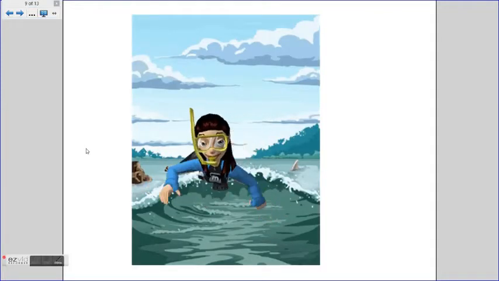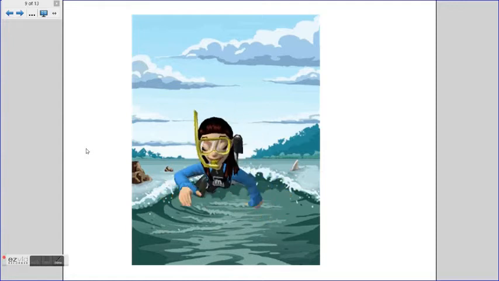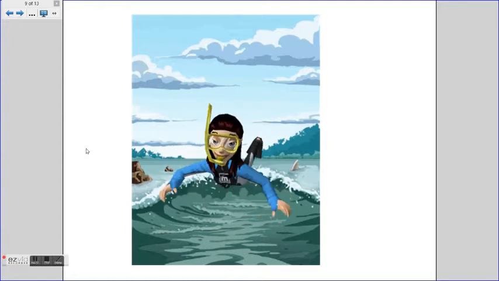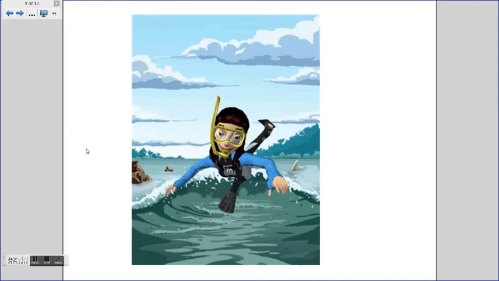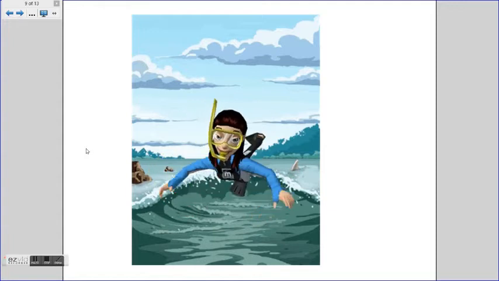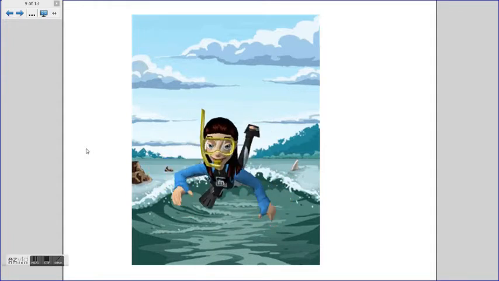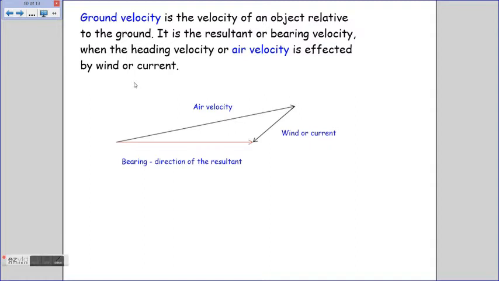For instance, if you are on the opposite side of your campsite and you are separated by a river, the river has a current and you needed to swim back, you wouldn't simply head straight towards your campsite. You would need to swim on an angle, or else you'd be swept downstream. Ground velocity is the velocity of an object relative to the ground. It's the resultant or bearing velocity when the heading velocity or air velocity is affected by wind or current.